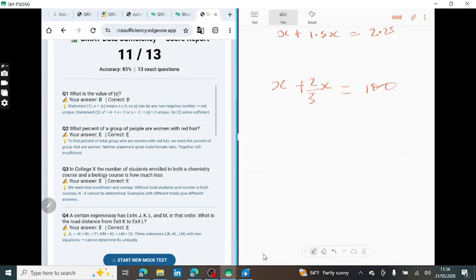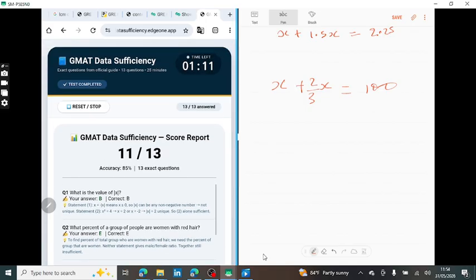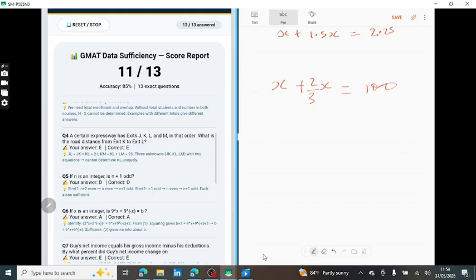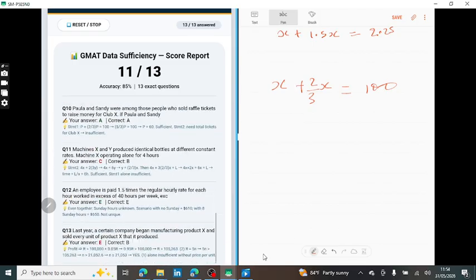Oh, 11 over 13, and the time had not ended. It could be that there is one we didn't select. Yes, that B, we didn't select that B. You see that 11. I said that statement 2 is sufficient, so it's B.